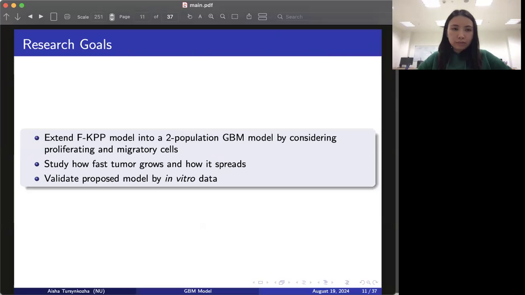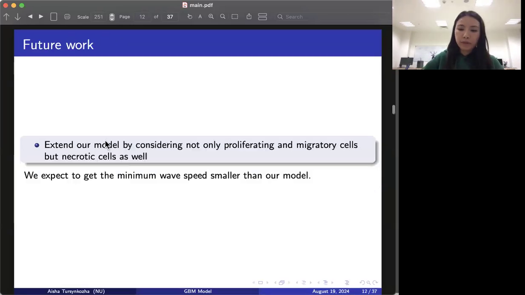Our research goal here is to extend this FKPP model into a 2-population GBM model by considering proliferative cells and migratory cells. Then we want to study how fast the tumor grows and how it spreads. After that, we want to validate our proposed model with in vitro data. And for our future work, we want to extend our model by considering not only proliferating and migratory cells, but also necrotic cells.